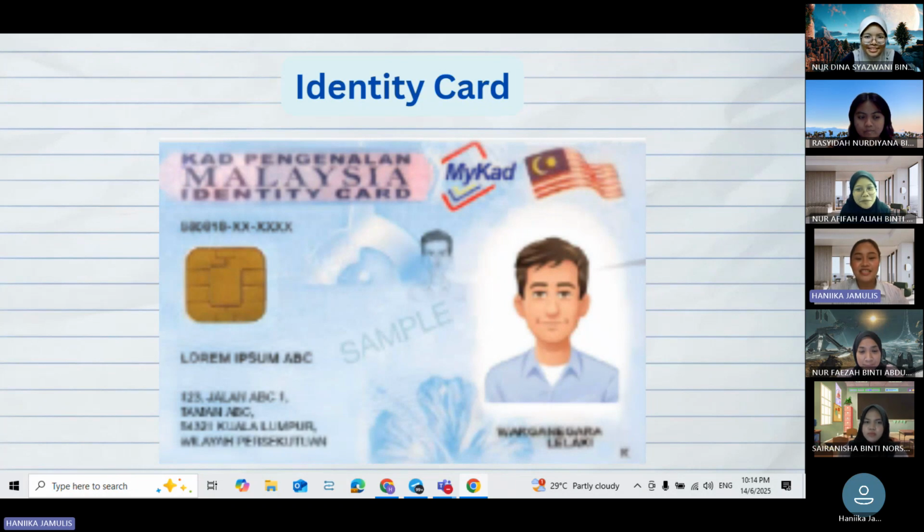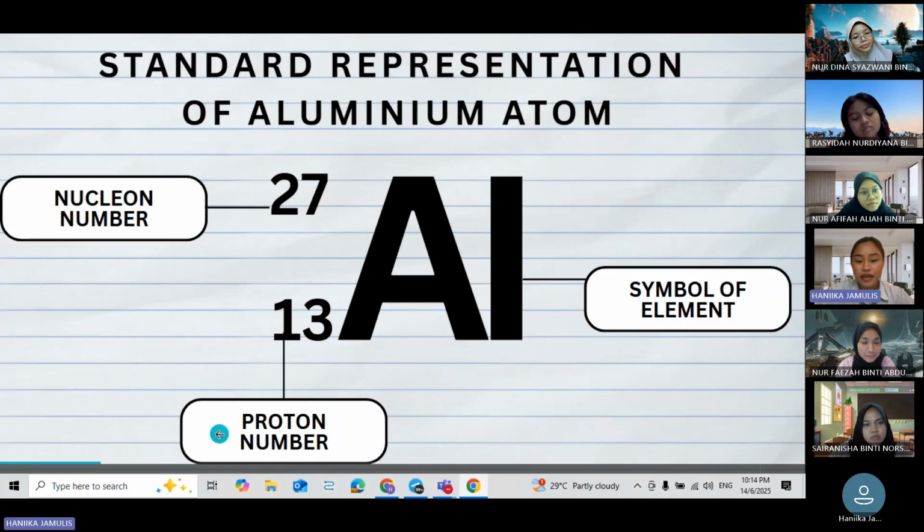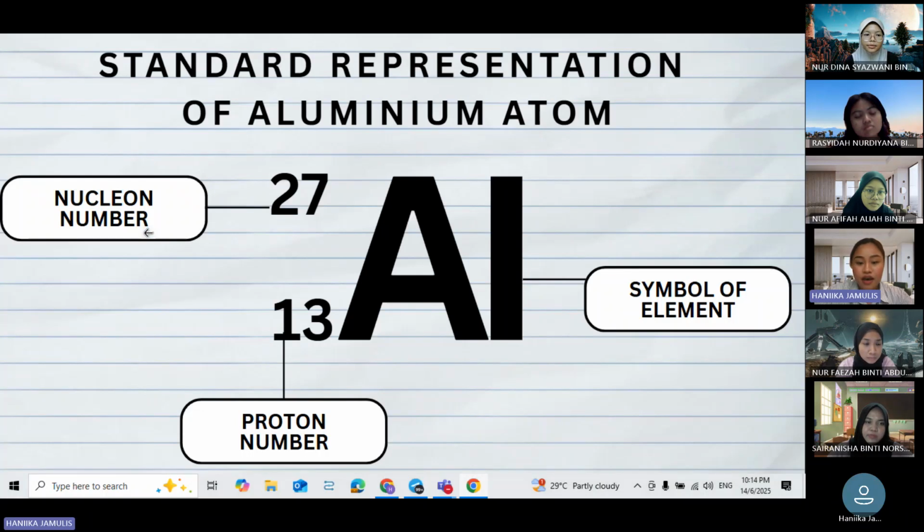Address, yes. Just like people have IC cards to show who they are, atoms also have something similar to identify them. And this is what we call standard representation of an atom. And for atoms, their proton number here is like their IC number. It's unique to each element, and their nucleon number is like their age. And symbol of element is like their name. And together, this information is written in a special format called the standard representation of atom.